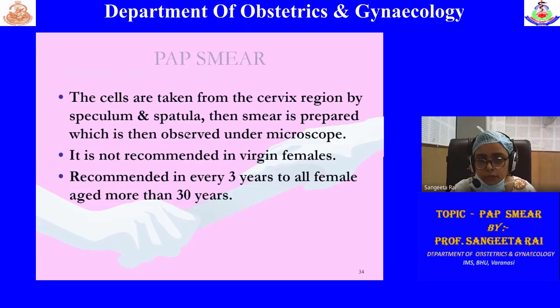The cells are taken from the cervix by the use of a speculum. I have told you about the speculum, which is known as Cusco's double-valved self-retaining vaginal speculum, and then you use a spatula. The spatula is the Ayre spatula. With this Ayre spatula, we take the cells collected around the transformation zone by scraping, and then we smear it on a glass slide, and then it is fixed and observed under microscopic examination.